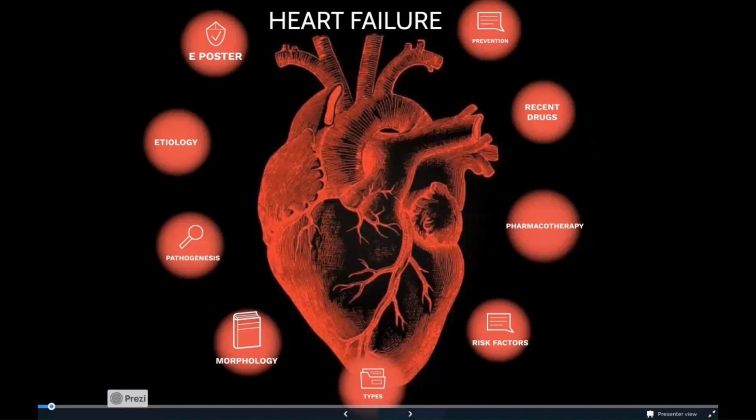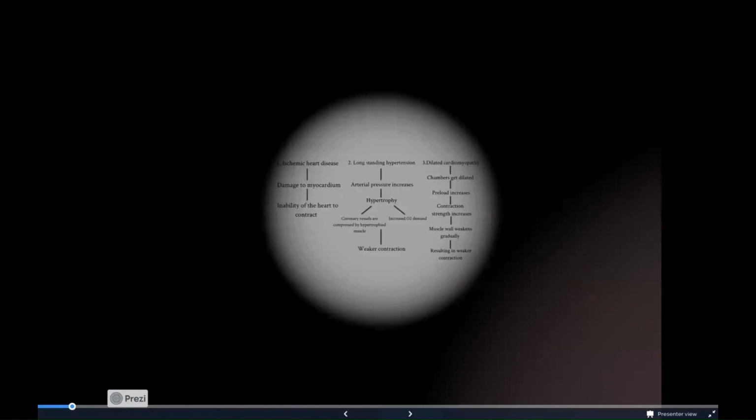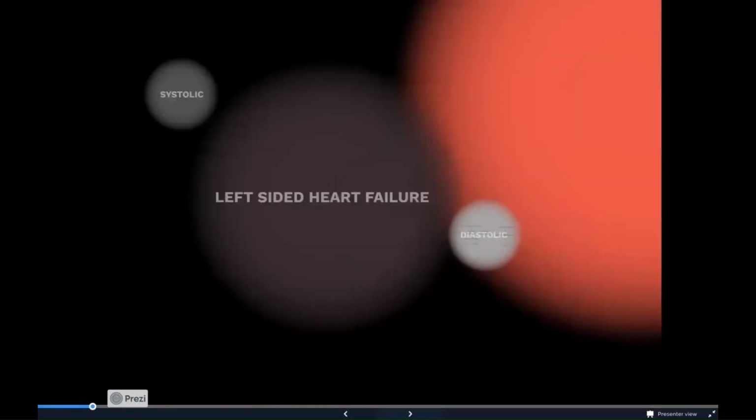Heart failure etiology. Heart failure can either be systolic heart failure or diastolic heart failure, which leads to blood in the lung and further congestion. Left-sided heart failure can be systolic or diastolic. Systolic can be caused by ischemic heart disease, long-standing hypertension, and dilated cardiomyopathy. Diastolic can be caused by conditions which cause concentric hypertrophy or restrictive cardiomyopathy.